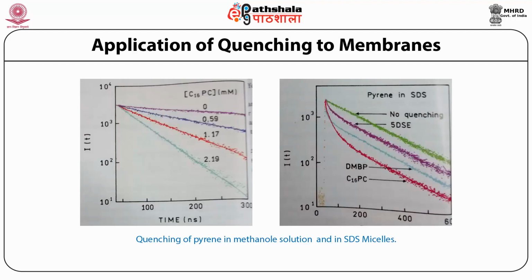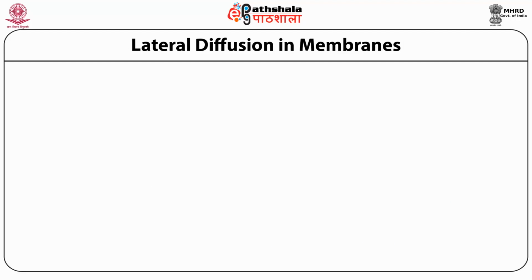Lateral diffusion in membranes. We can also study the lateral diffusion in membranes by studying the quenching of the fluorescence. The theory of two-dimensional diffusion in membranes is complex because the mechanism of diffusion itself is very complex to understand, because it is affected by a number of factors like the size of the molecule and concentration.